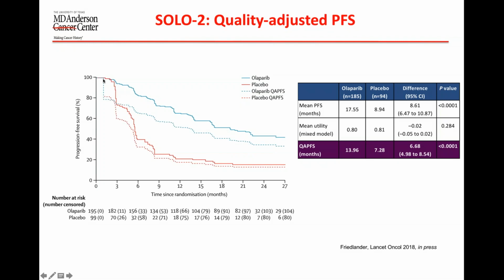You can see here at the beginning that this blue line, which is the top line for the efficacy population, and the dotted line is when we've subtracted out the toxicity. And so what you can see is that there is toxicity with these drugs early on in treatment.